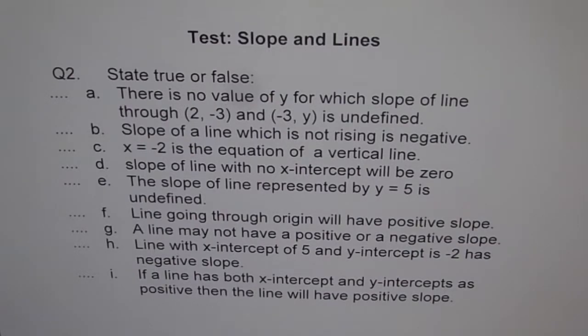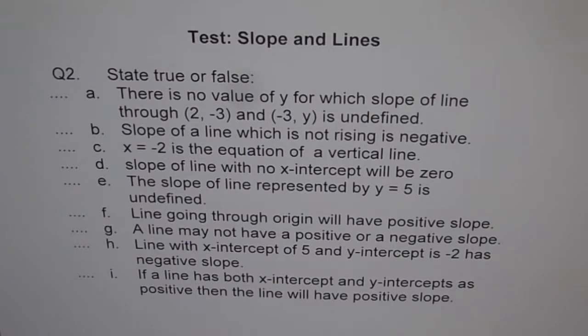True or false. A. There is no value of y for which the slope of the line through (2, -3) and (-3, y) is undefined. B. The slope of a line which is not rising is negative. C. x equals -2 is the equation of a vertical line. D. The slope of a line with no x-intercepts will be 0. E. The slope of a line represented by y equals 5 is undefined.